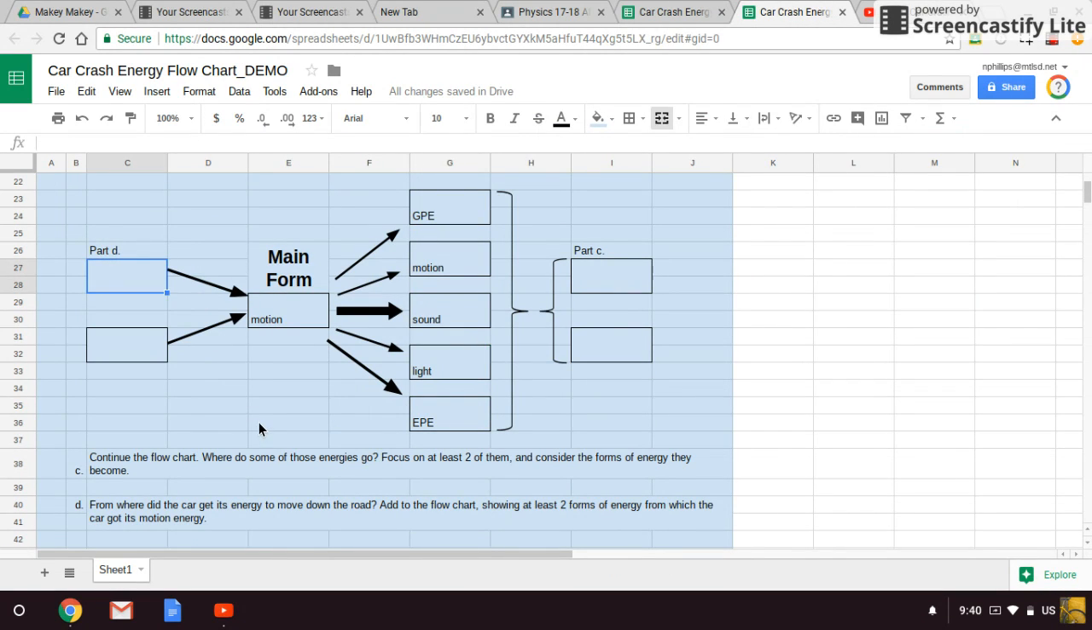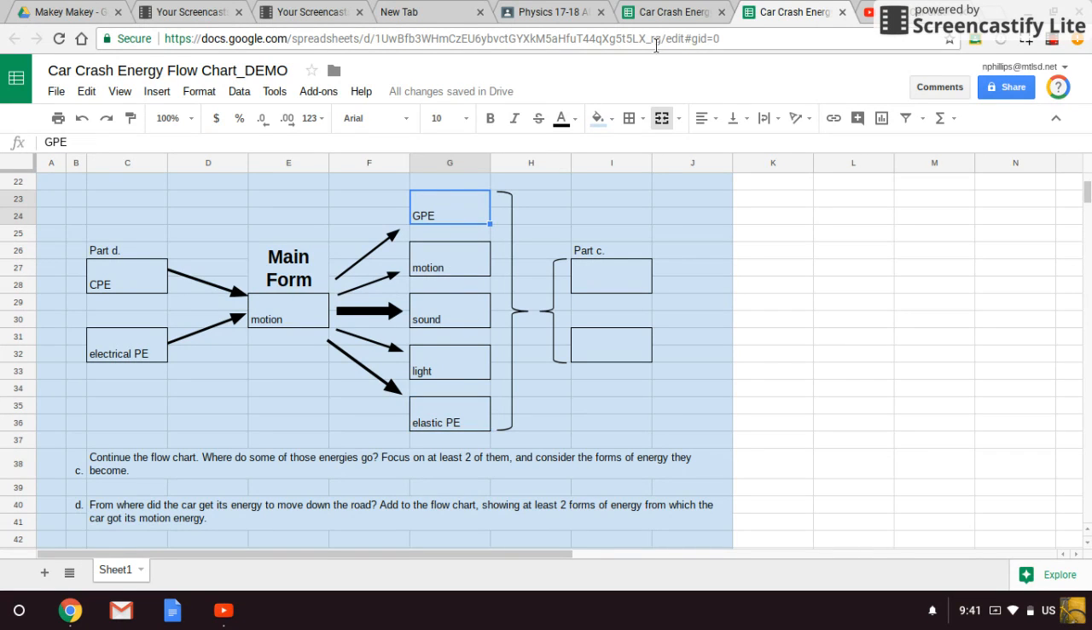Where did that motion energy come from? If we're assuming, say, it's an internal combustion engine, a normal motor that's in most cars, that comes from the gasoline. So that would be chemical potential energy. And it also comes from the battery, which provides the electrical potential. Now, where might these things go?